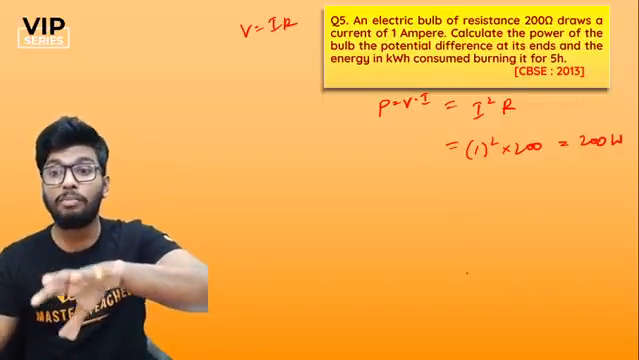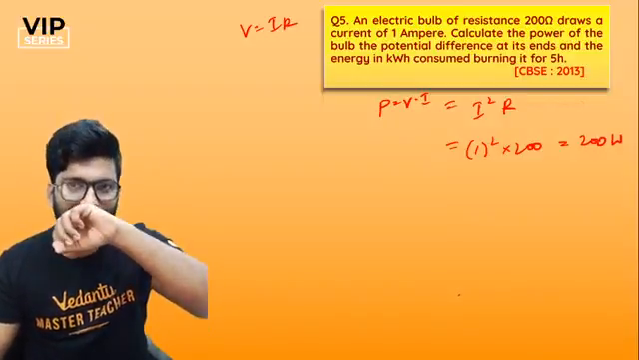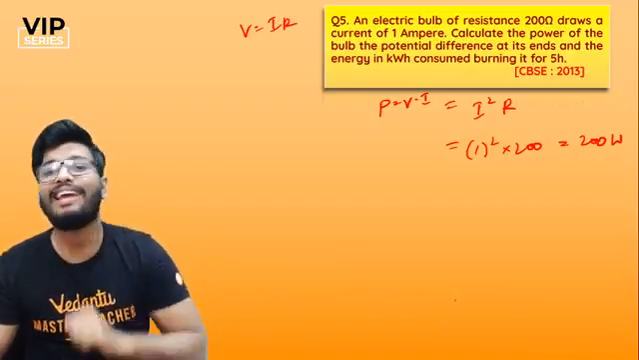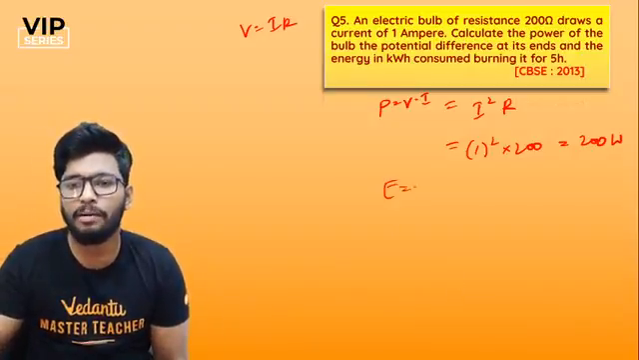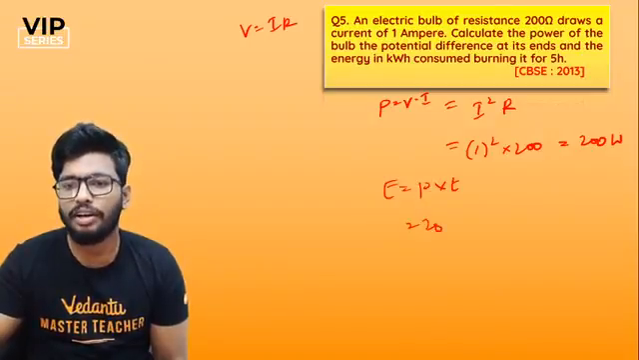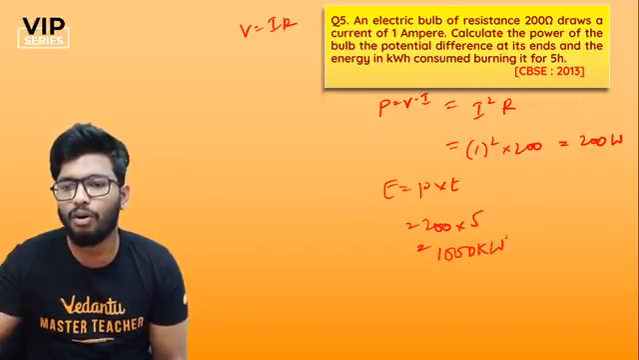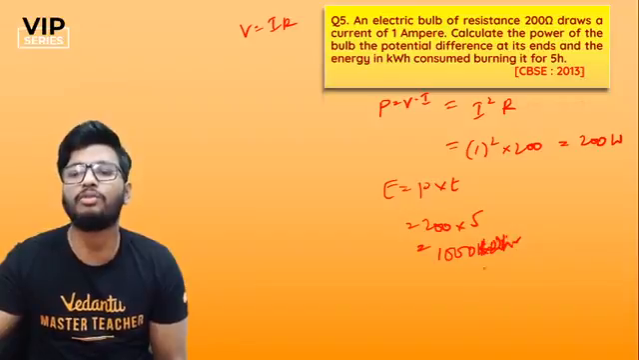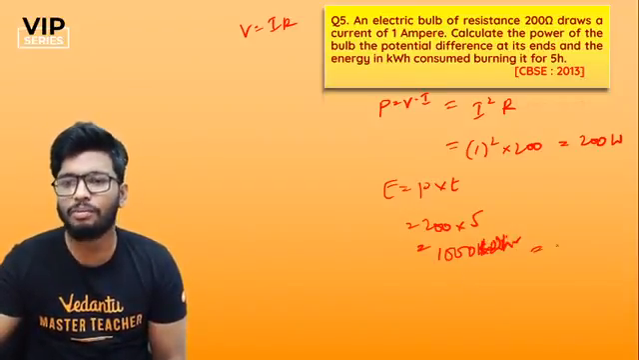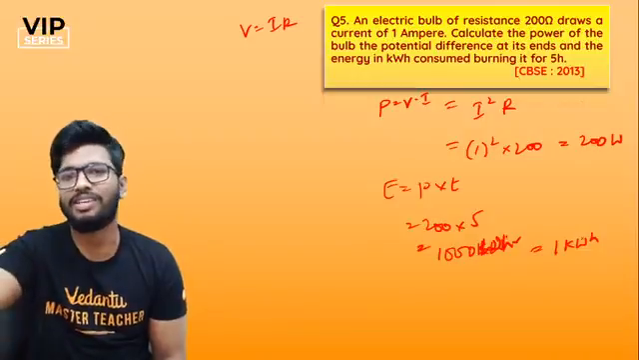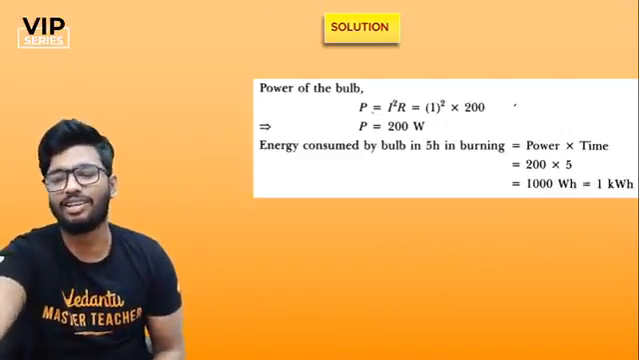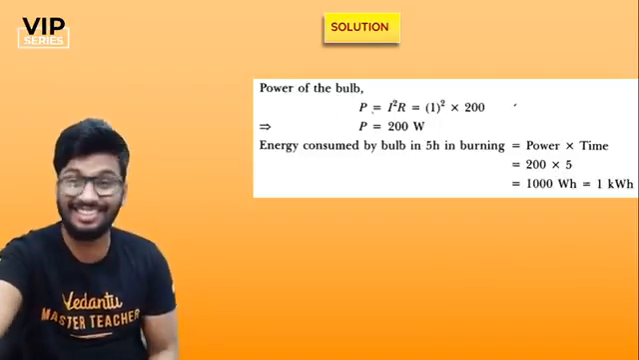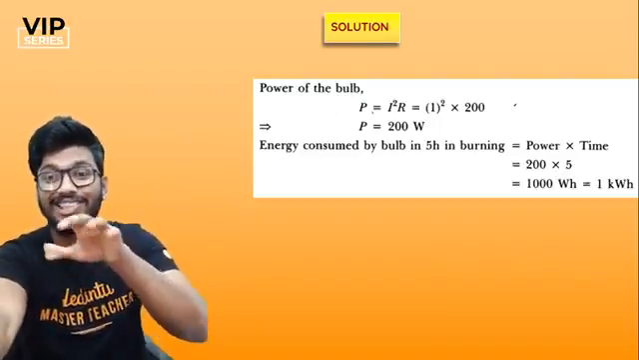All right, so the power of the bulb is 200 watts. Now you have to find out the energy consumed. Energy is nothing but power into time. Power is given as 200, time is given as 5 hours, so that's 1000 watt hour, not kilowatt hour. Convert that to kilowatt hour, divided by 1000, so it will be 1 kilowatt hour as the answer. So the answer is 200 watts and 1 kilowatt hour. Simple. Easy, yes. That's another super easy question. Direct substitution, get the answer.